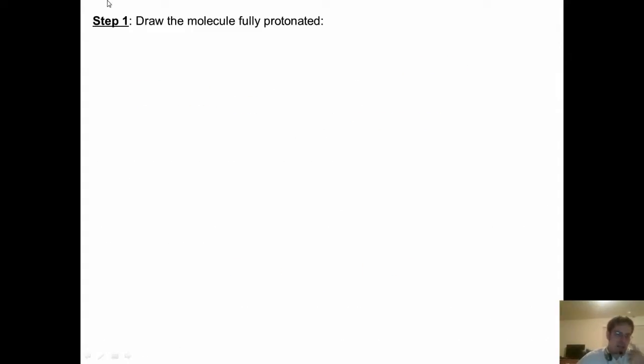And for the sake of being thorough, let's do one more example. Remember my steps. Step 1, draw the molecule fully protonated. In this case, we're talking about our third example from the previous question, which is aspartate. Aspartate has 2 OHs and an NH3 plus. We leave them all protonated.